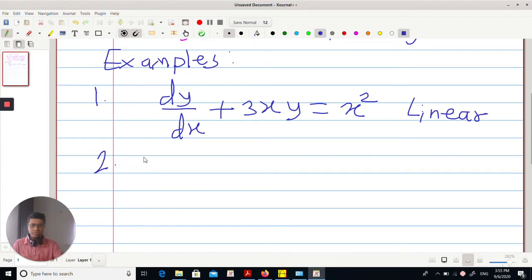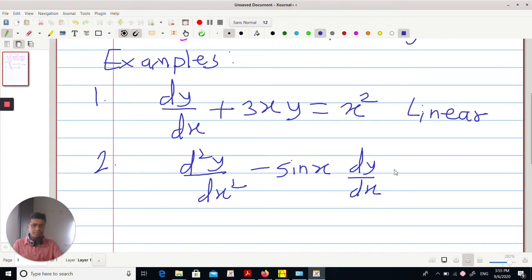Second example, d2y by dx square minus sin x into dy by dx equal to 4x. This is also linear, because here dy by dx and d2y by dx square are appearing in first degree. So the second is also linear.